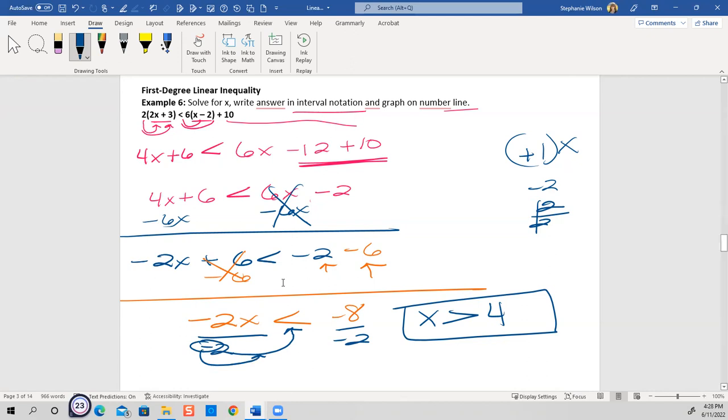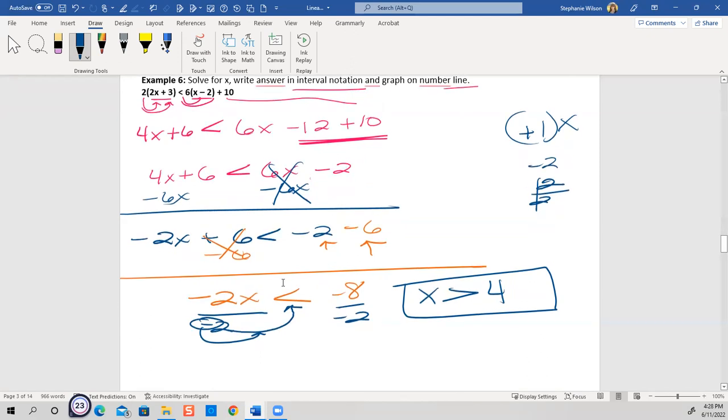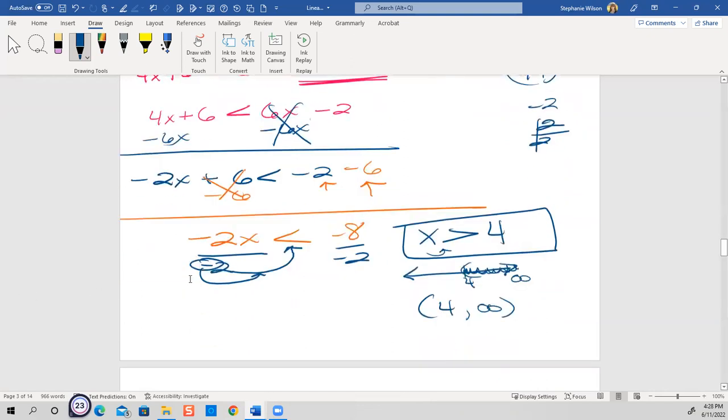So now I already got it written in inequality notation. Let's write it in interval notation. Well, let's draw it out first. It says x is greater than, so that means we're going to shade off to the positive infinity. There is no equal sign, so that means that we're approaching 4 without including it. So it's a parenthesis. So 4 and infinity gets a parenthesis, so it's interval notation. So I answered this 3 ways. All right, so let's go to our next example.